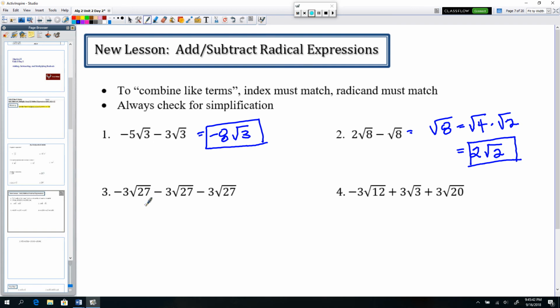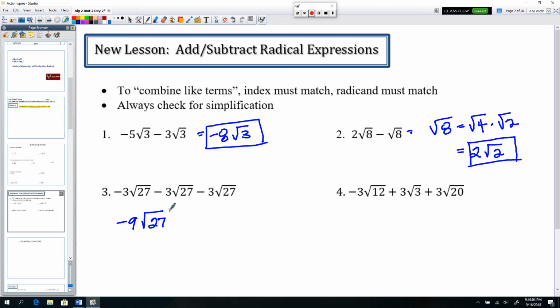Alright, number 3, we have square roots again, and we have the square root of 27. The same radicand is found underneath here. So we're allowed to combine those. Negative 3 of them, minus 3 of them, minus 3 of them. So we have a total of negative 9 square roots of 27. We need to check for simplification though.